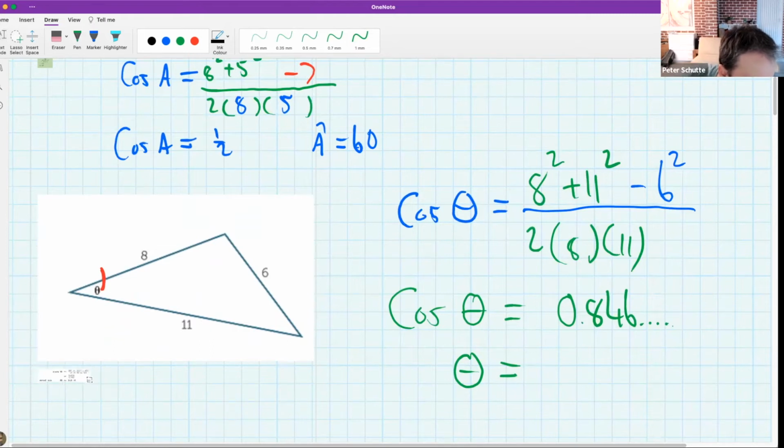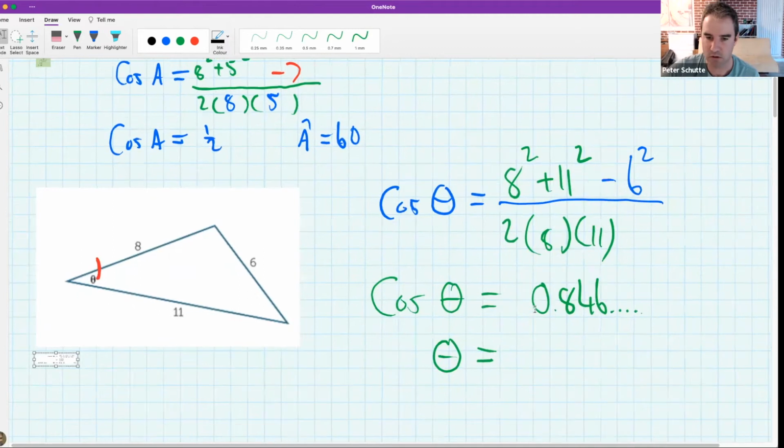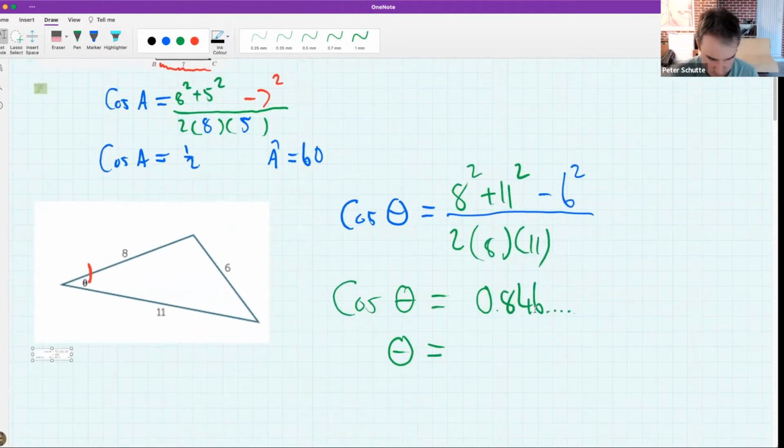That's not the right one. Wait. Let me make sure that we get everything. I'll do the calculation myself. So I'm going to go 8 squared plus 11 squared minus 6 squared, divided by, let's make sure I got this right, 2 times 8 times 11, 0.846 and so on. Now, once I've got my equal sign, I've got that answer, then I'm going to go shift cos answer. I get 32.16, guys.